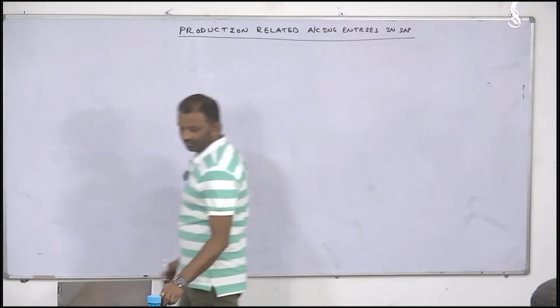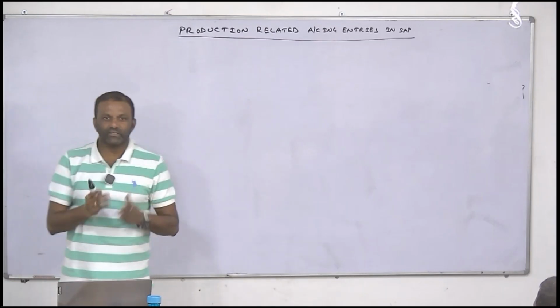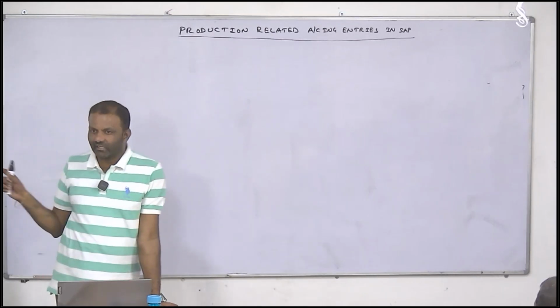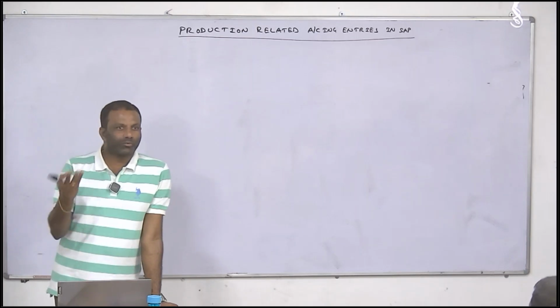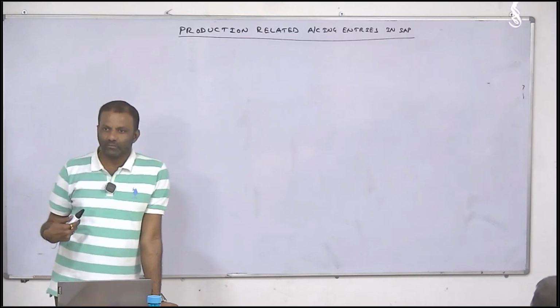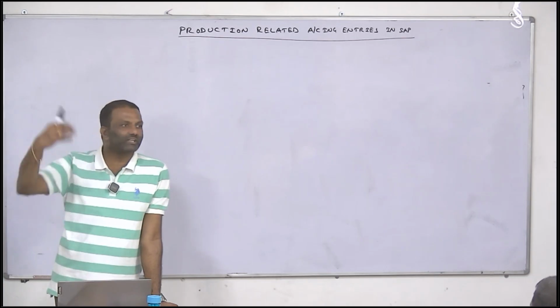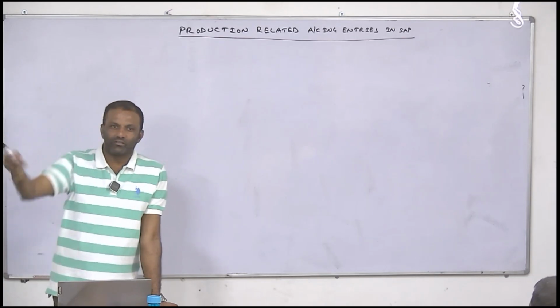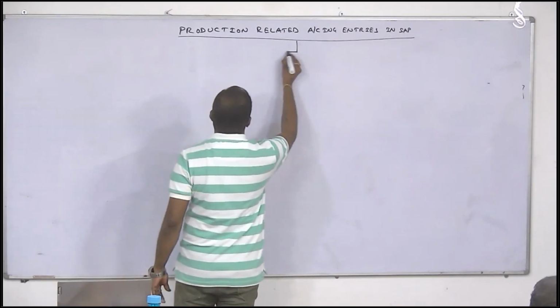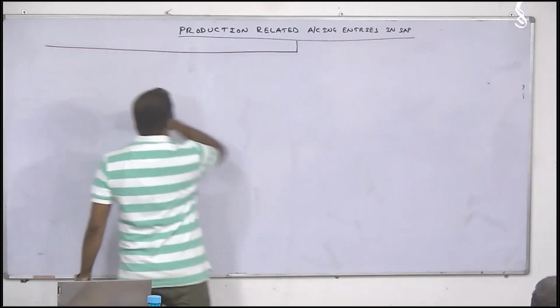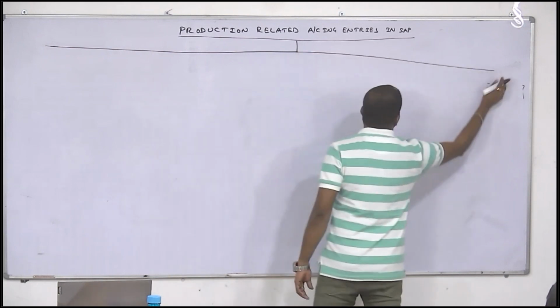What is the next topic? Production related. The organization has purchased material. They will not keep their material in the godown, right or wrong? What should they do? They should do production. Then only they will get semi-finished goods and finished goods. Those finished goods they will sell. Hope you got my point. So now, what are the production related accounting entries normally we have in SAP? We can divide this into 4 ways in a simple way.